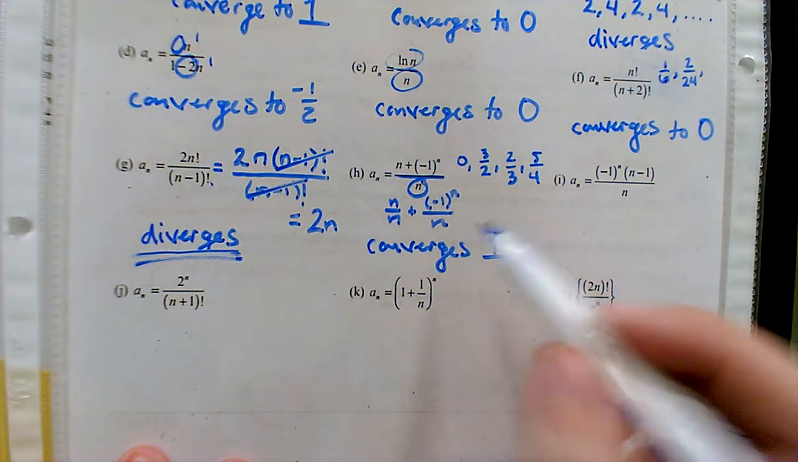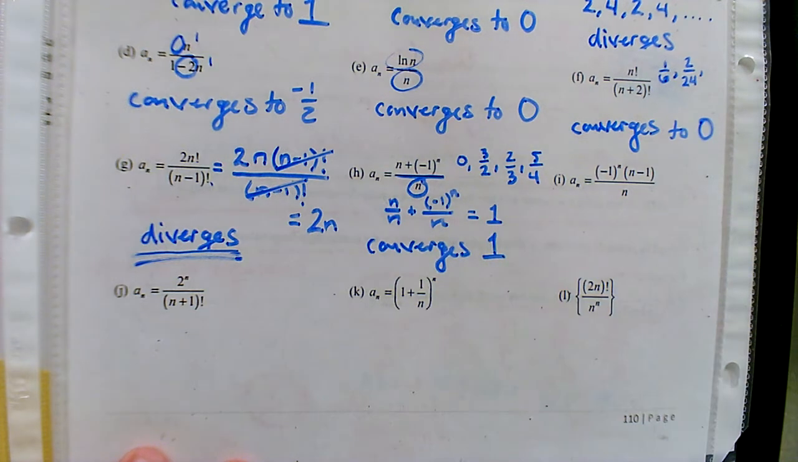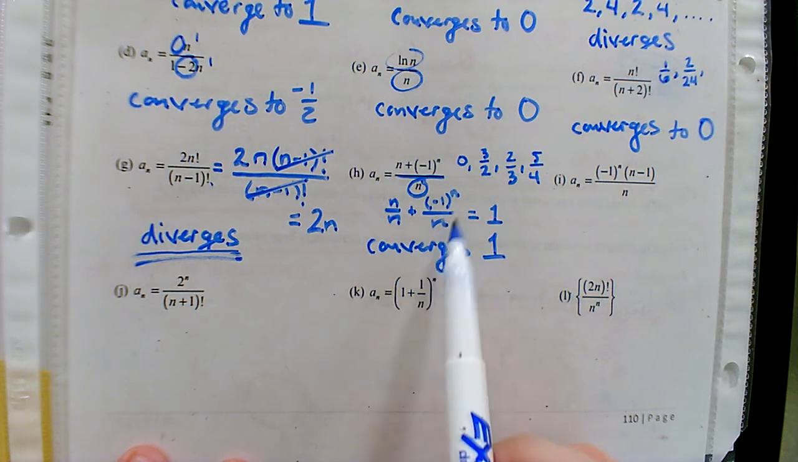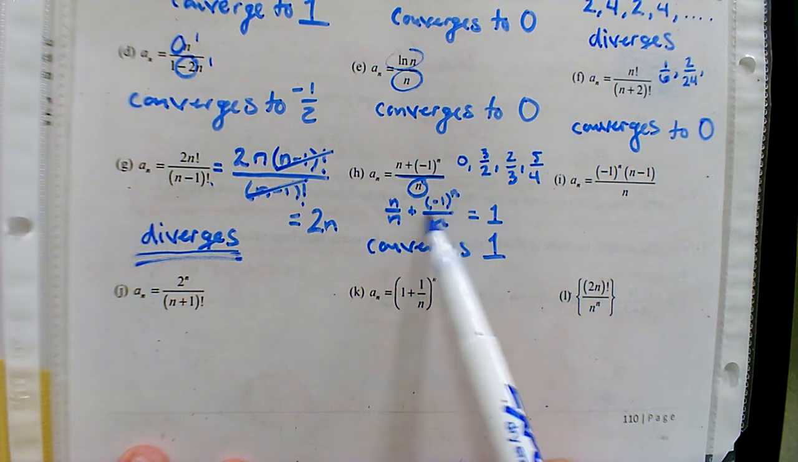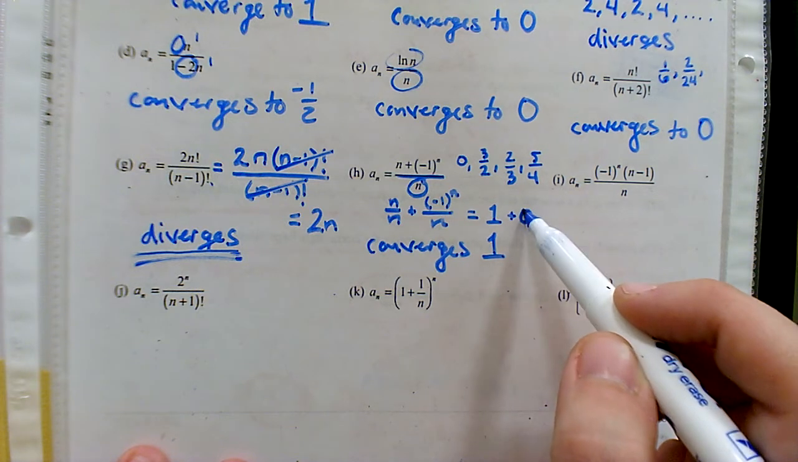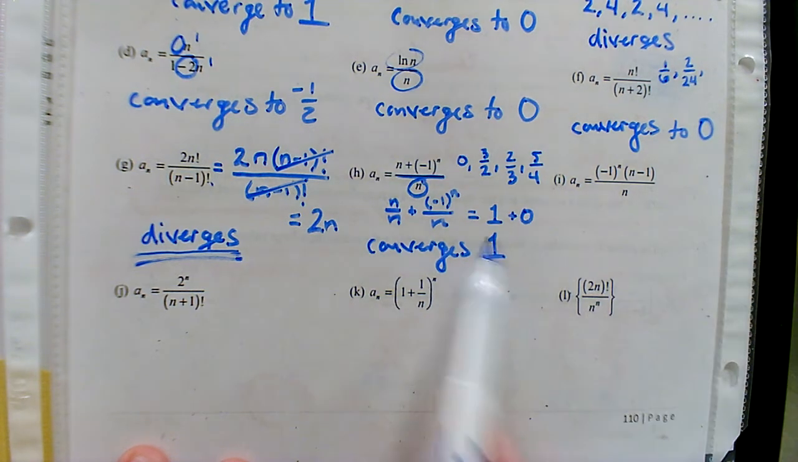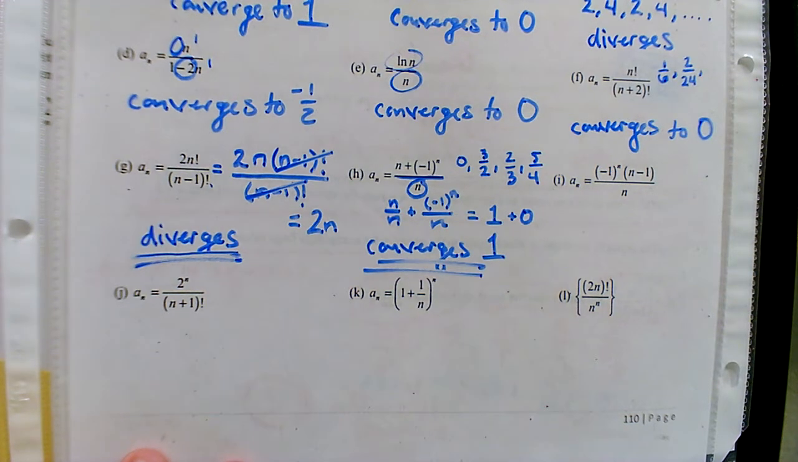Right? We can break up the fraction. And n over n simplifies to 1. But notice how this is going to be some constant, because negative 1 to a power is always going to be 1 or negative 1. This is going to be some constant over an infinity value, which is getting closer and closer to 0, right? So 1 plus 0 would give you that convergent value of 1. A little tricky. What about the next one?